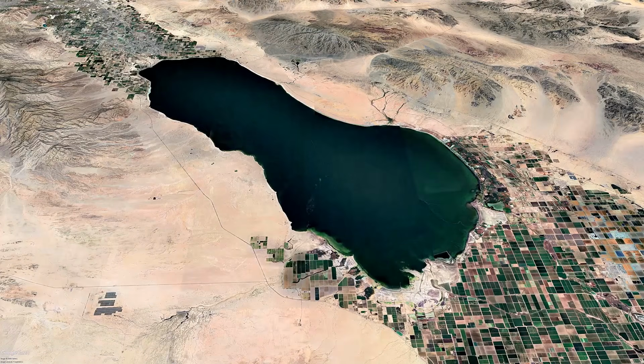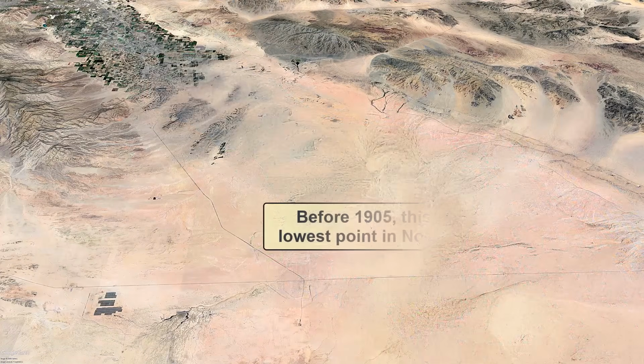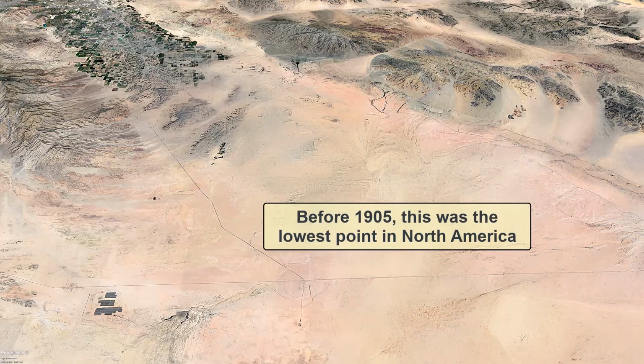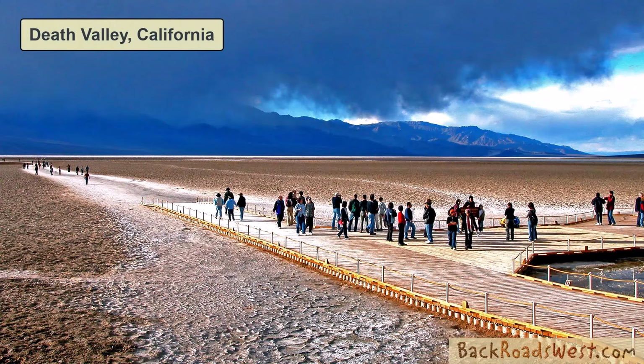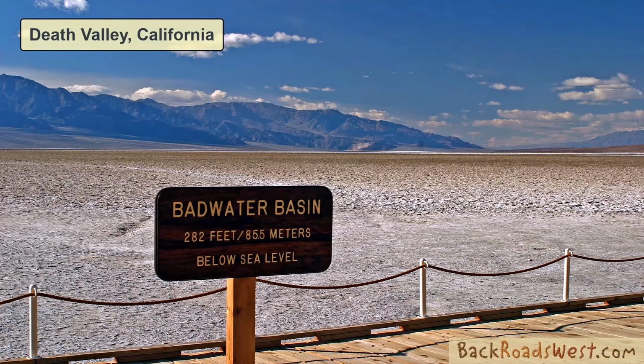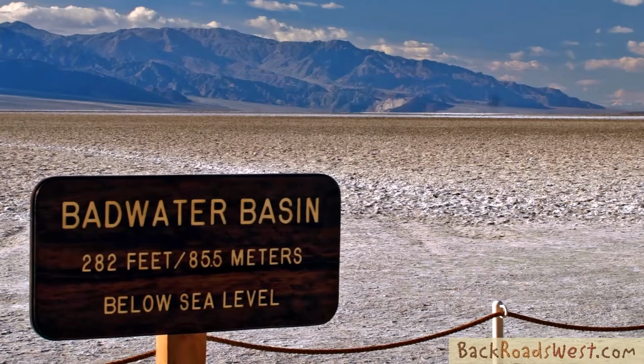Before the Salton Sea formed, it is said that the Salton Trough was once the lowest point in North America. Now that water flooded the trough, that distinction belongs to Bad Water in Death Valley at 282 feet below sea level.